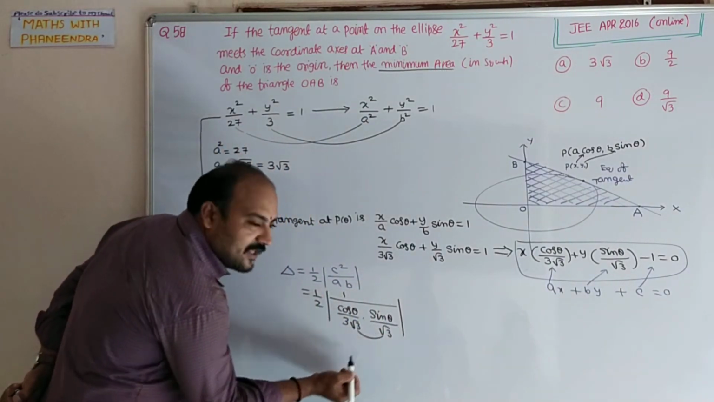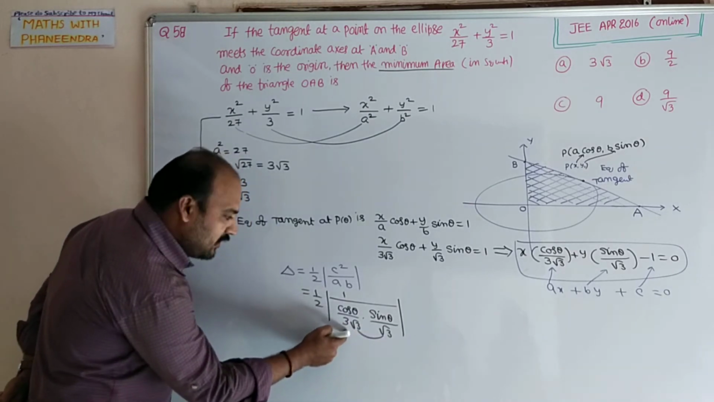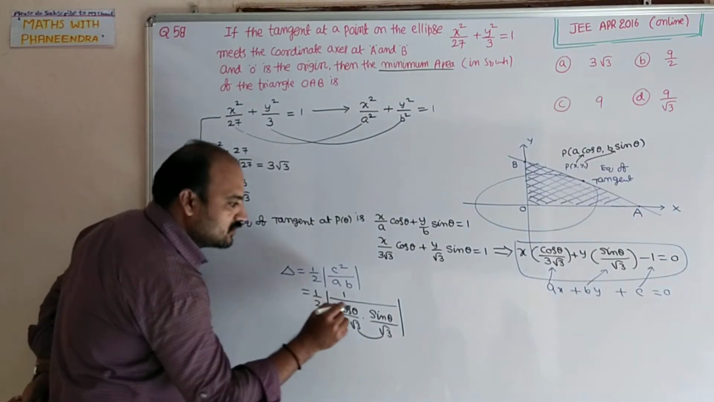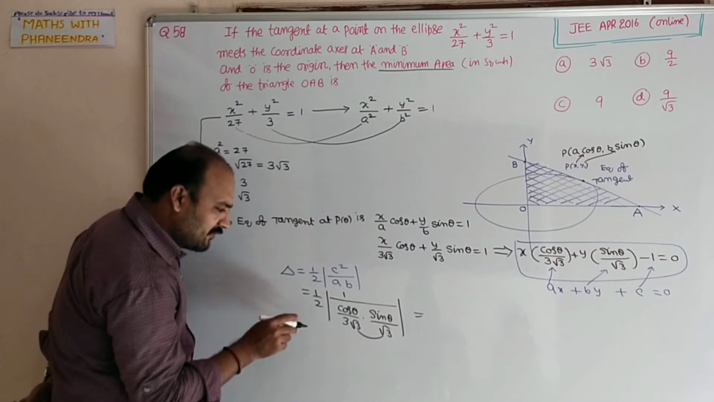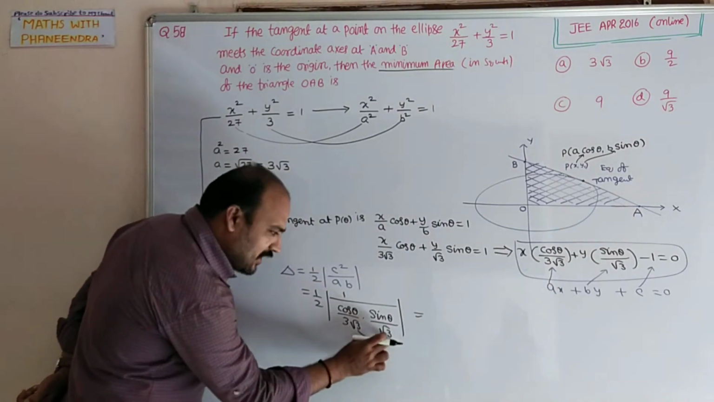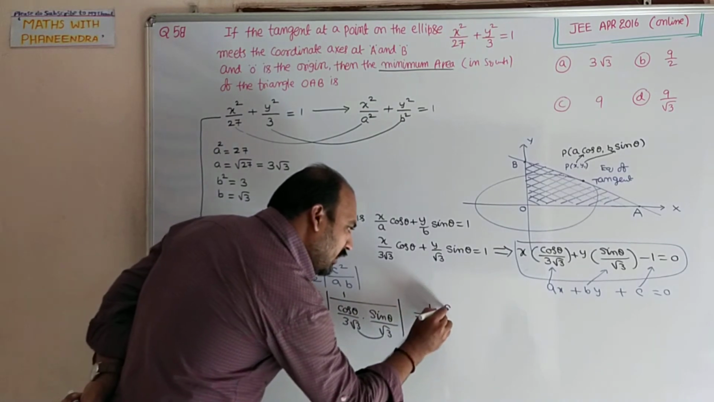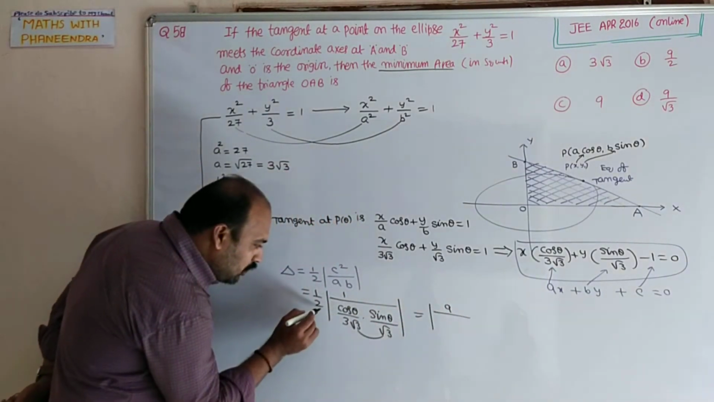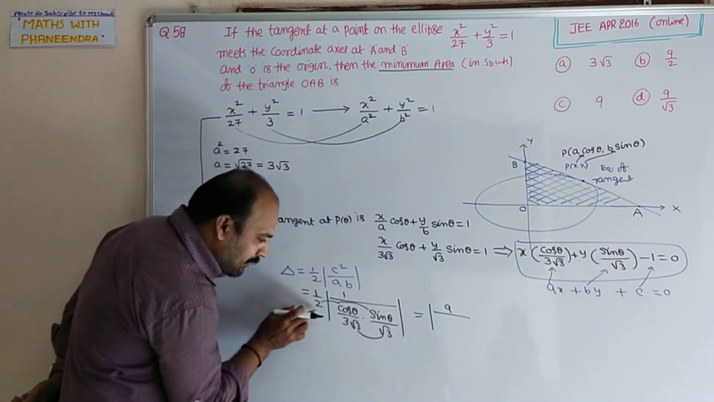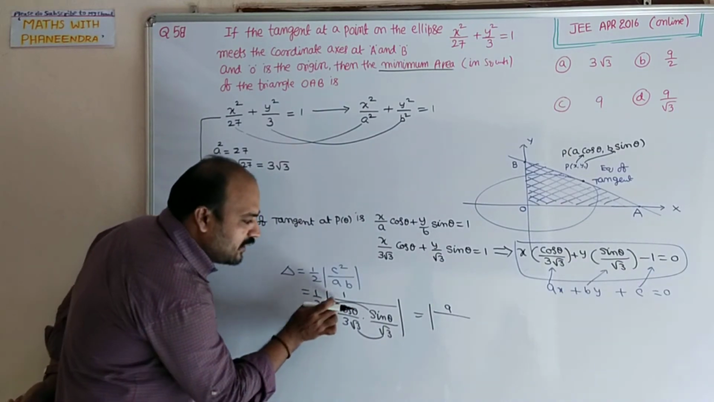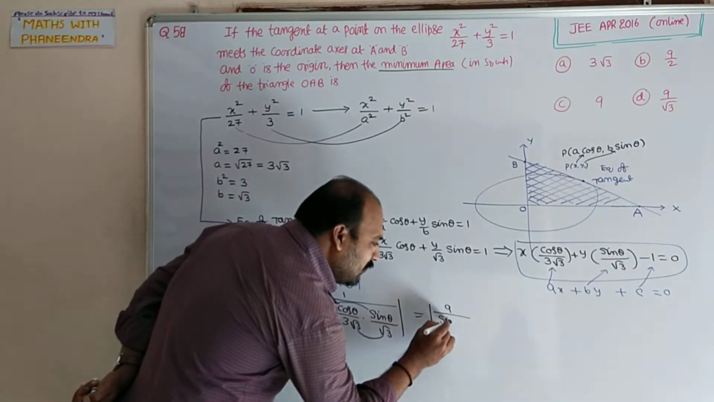Root 3 into root 3 is 3. 3 into 3, 9. 9 into 2, 18. So it is equal to. So in place of 18, first 3 root 3 means 3, 3 into 3 is 9. That we can take as a numerator. So mod 9 divided by 2 sin theta cos theta. I am not considering 2 here. 2 sin theta cos theta is sin 2 theta only, no?